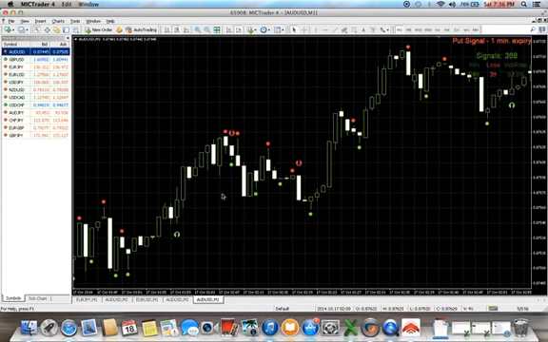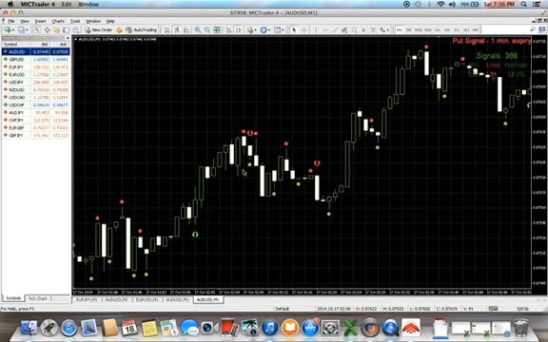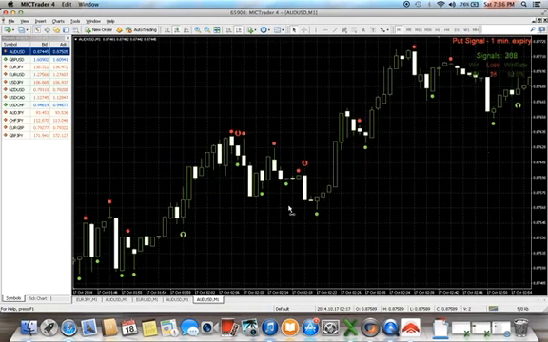As we move on over here, we note that this has a dot and this has an arrow, but the only thing is it has a very long wick, because of which we will not enter into this setup. We are basically looking for setups which have a full candle closure. So let's move on to the next possible entry.